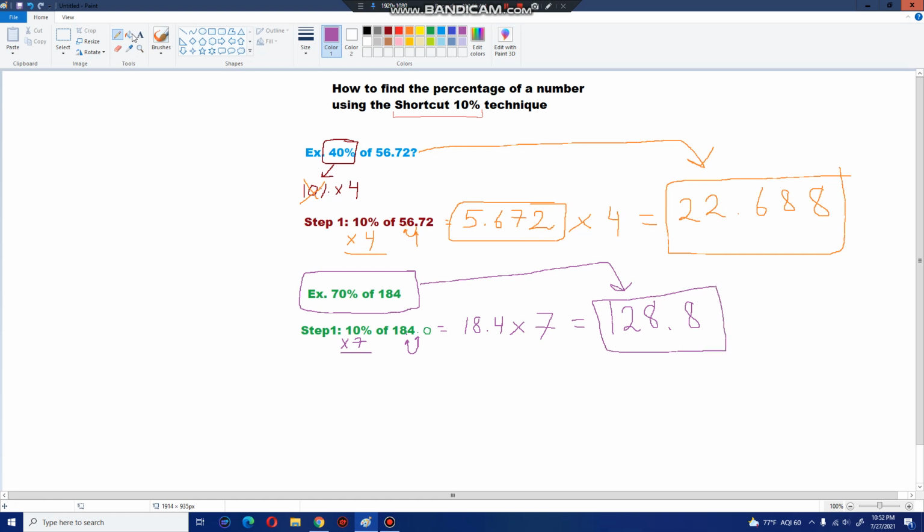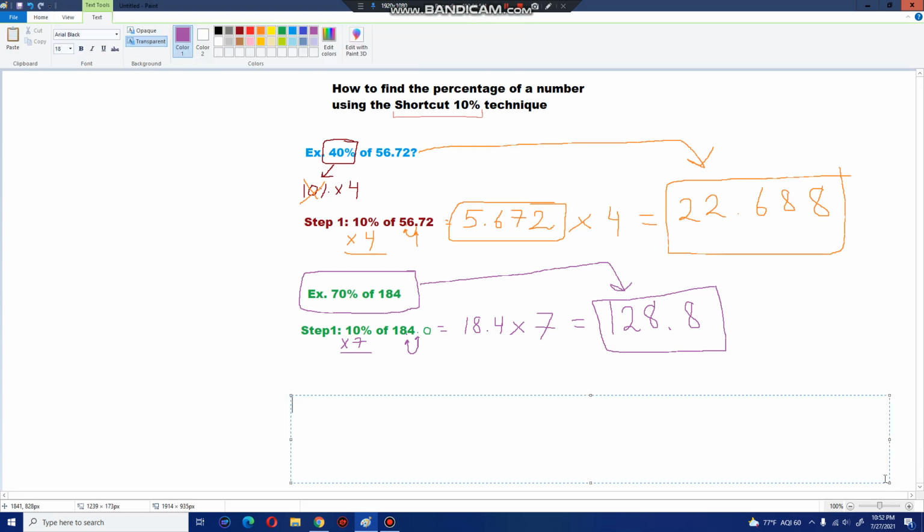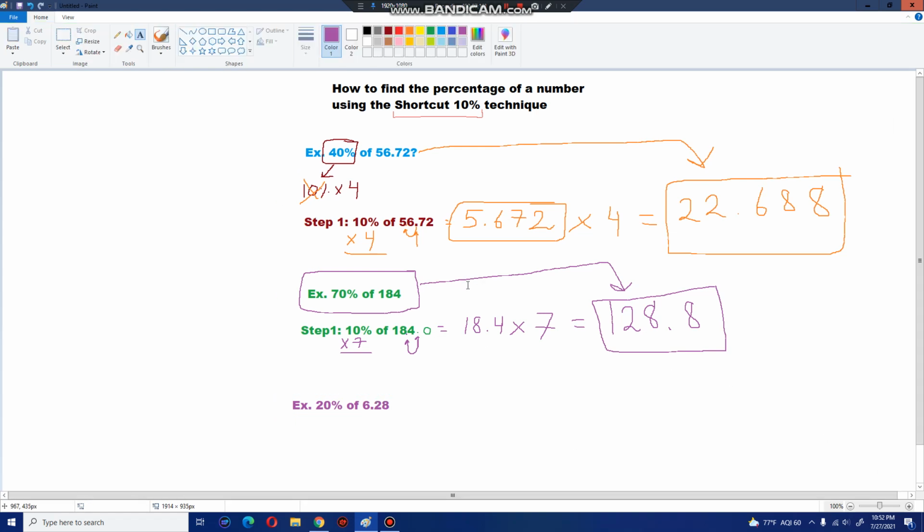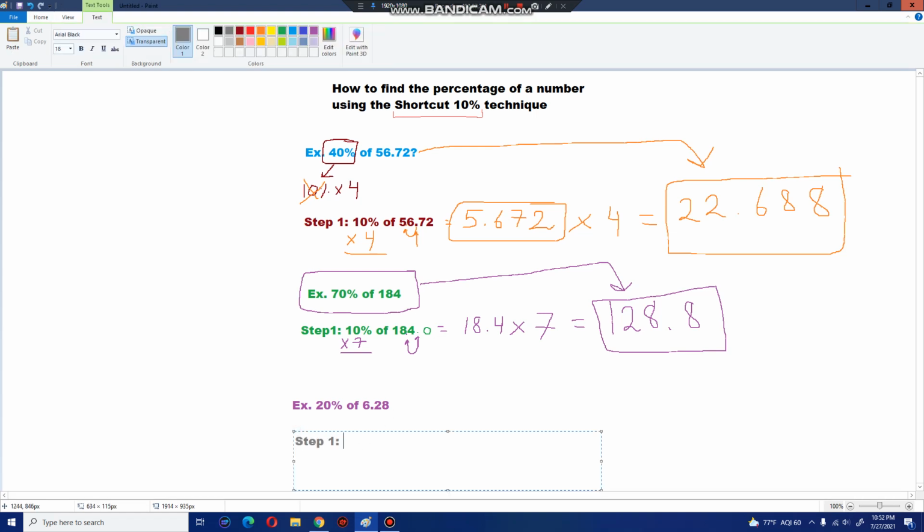Let me do one more example for you, another quick example. Let's try to do something simpler. Let's do 20% of 6.28, okay? 20% of 6.28. Again, same technique. We're going to do step number 1. Start with the reference percentage. Start with the 10%. So step number 1, first find 10% of 6.28.